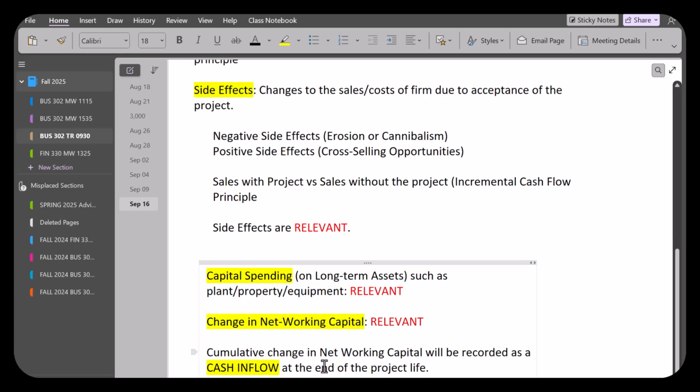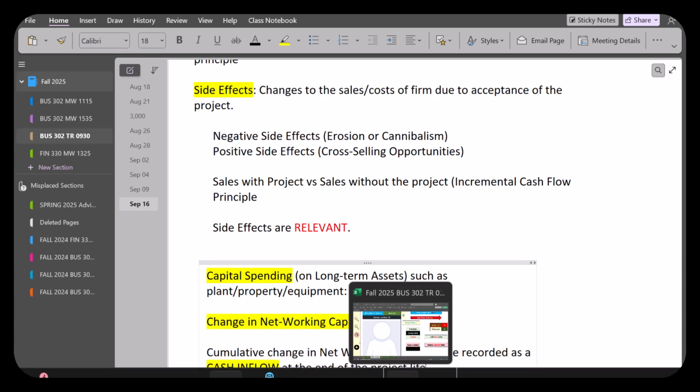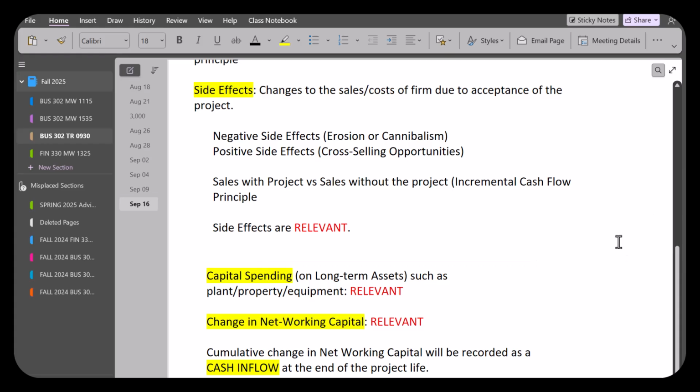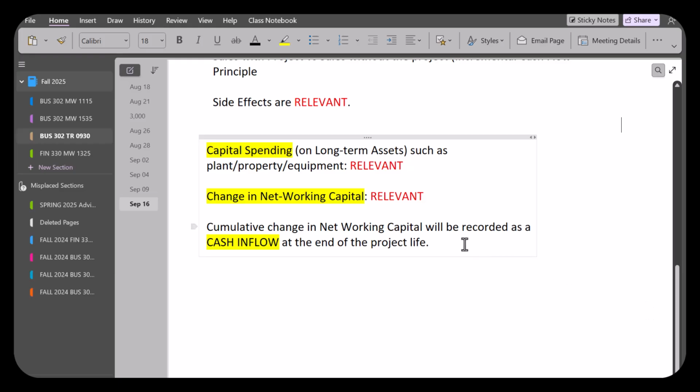Just like the case of opportunity costs, you record it as a cash outflow in the beginning, but at the end of the project, you're going to return that to the firm. That means that's a cash inflow. There's a similar cash inflow at the end of the life of the project that's called salvage value of capital assets.